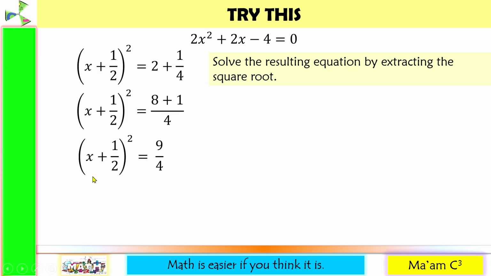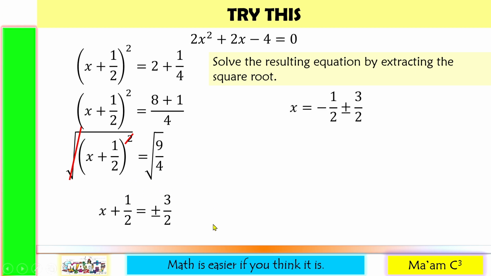Now we can extract the square roots of both sides. So this radical symbol and the exponent will simply cancel out, leaving us x plus 1/2. The square root of 9 is 3. The square root of 4 is 2. Since our c is greater than 0, then we are expecting two roots, positive and negative, 3 over 2. Let us move 1/2 to the other side. It will become negative. Let's have the first value of x, negative 1/2 plus 3/2.